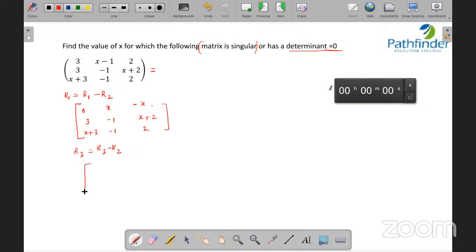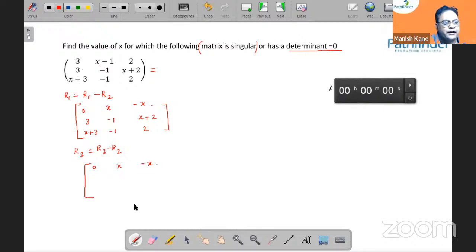And now what will this determinant become? The first row will be unchanged, 0, x, minus x. What will happen to the second row? Since we have to change R3, the second row also remains unchanged, -1 and x plus 2. Now x plus 3 minus 3 will give me x here. -1 minus of -1 will give me a 0 here. 2 minus x minus 2 will give me a minus x there, right?